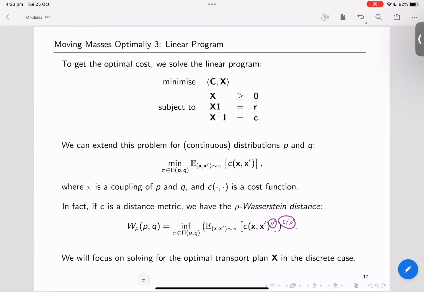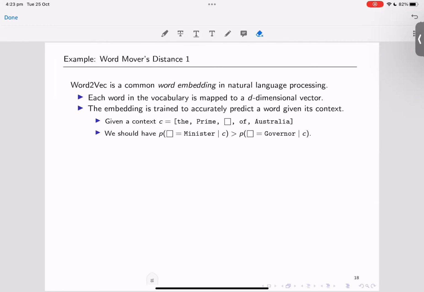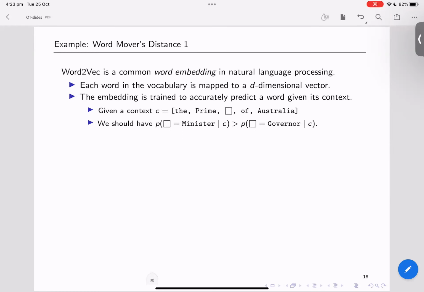Cool. So I will give you an example of how this optimal transport problem works in an application in machine learning. This is a method called the word mover's distance. Basically, it's trying to find the distance between two documents, right? If two documents are semantically similar, they should be close together, meaning their distance should be small. And if they are semantically dissimilar, the distance should be larger.